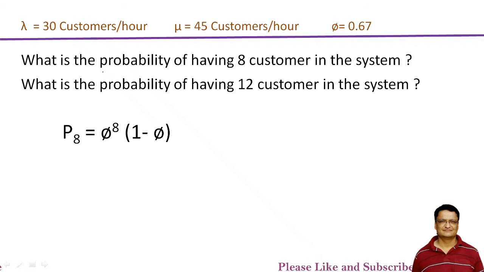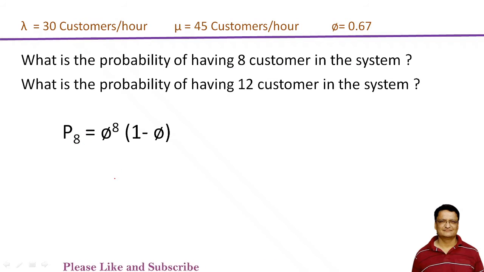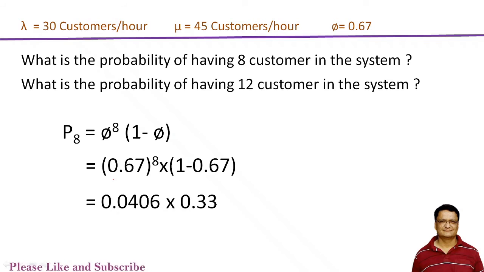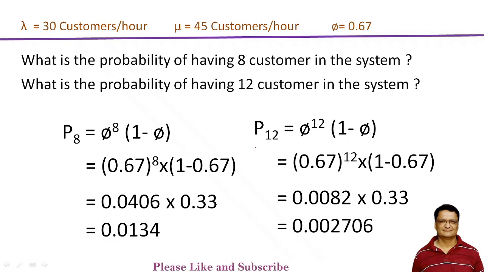Now if you want the probability of having 8 customers in a system, you need to put the value 8 over here, and if you put the rest of the values you will get the answer. So this is the probability that 8 customers will be in a system, given by this figure. A similar value can be calculated for any number of customers.